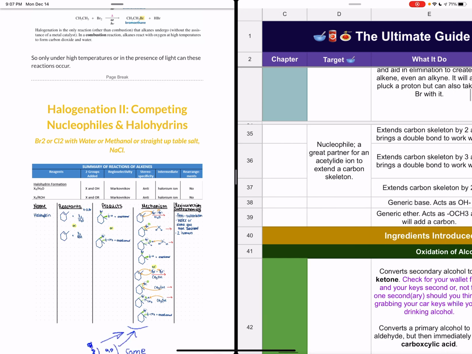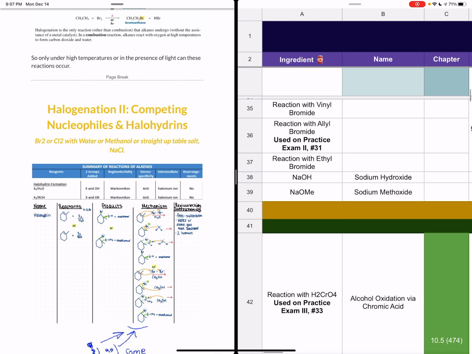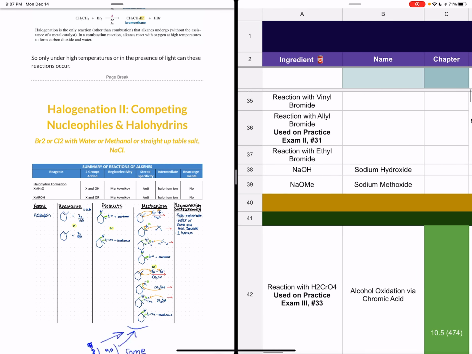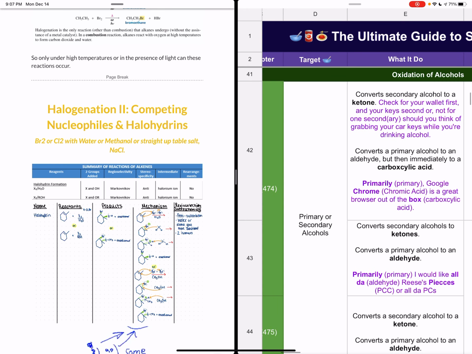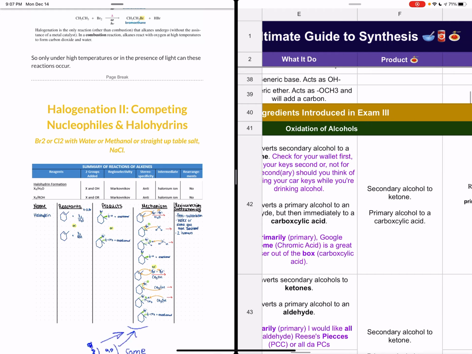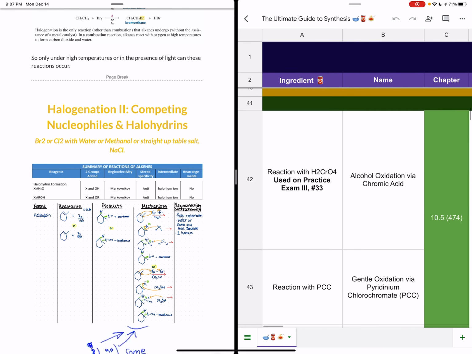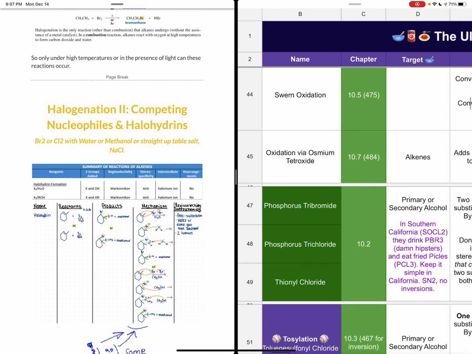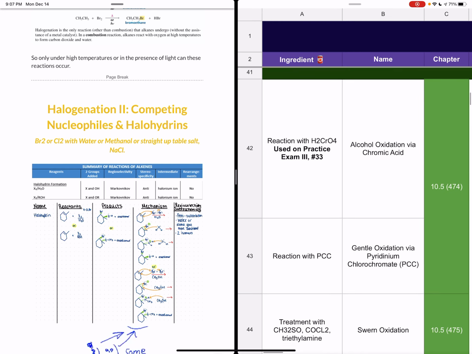NaOH is just a generic base that acts kind of as OH minus. Sodium methoxide is just a strong base also, okay? All right, now we're getting into the oxidation of alcohols. There's a lot in this chapter, so let's just go through it. The first one we're going to look at is called chromic acid.